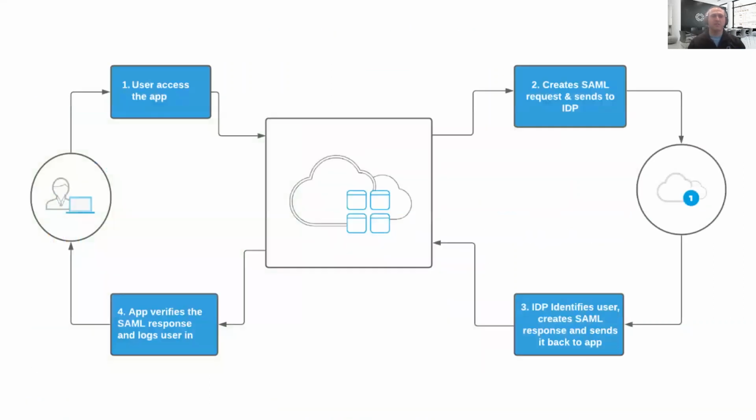So if we try to understand the process, the first thing that happens is the user tries to access the application. There is a request that is sent to an identity provider, mostly in the cloud. The identity provider then identifies the user and creates a SAML response and sends it back to the application. And then the application verifies the SAML response and logs in the user.